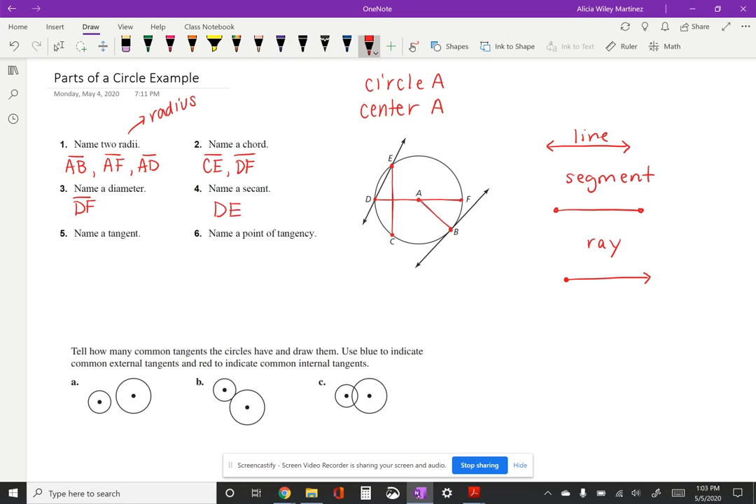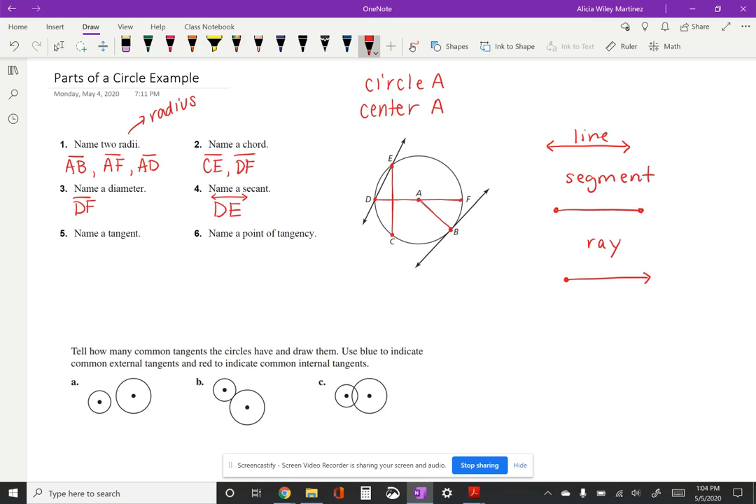And remember, the way you write a line is the 2 letters, 2 points on the line with a mini line over the top. And refer back to all of these other ones that were segments. Make sure for a segment, it's written with the 2 letters with a segment over the top. You might think that this line would also be a secant, but it is not, because it only has 1 point on the circle. A secant must have 2 points.